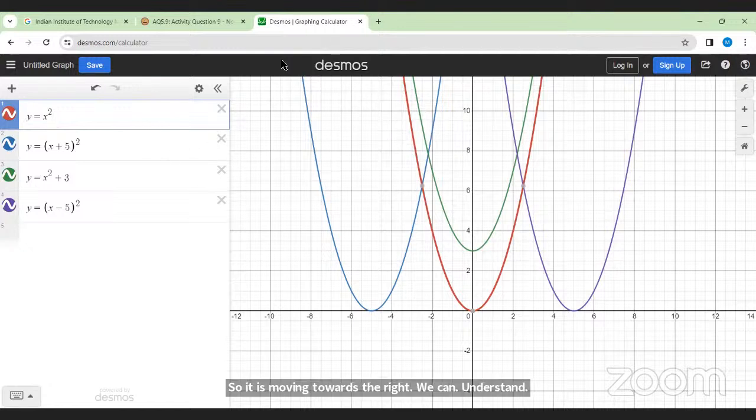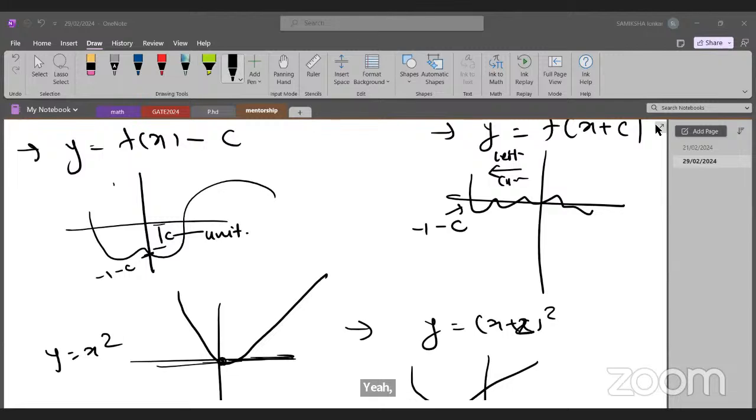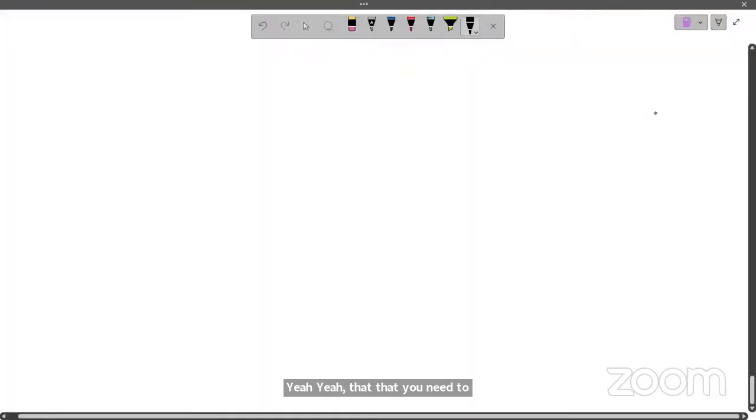I'm just explicitly writing it. Now it is clear how it moves, and it is always the value that we add additionally. That much, that unit, it will move.